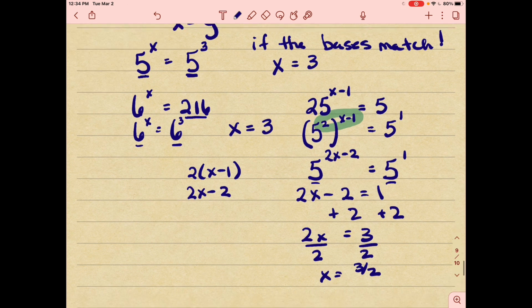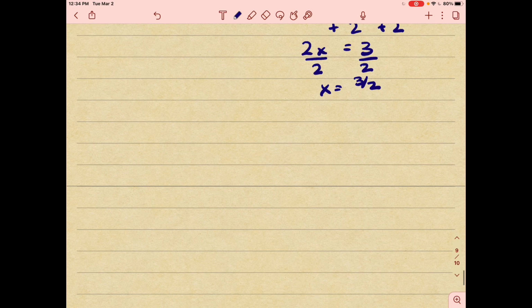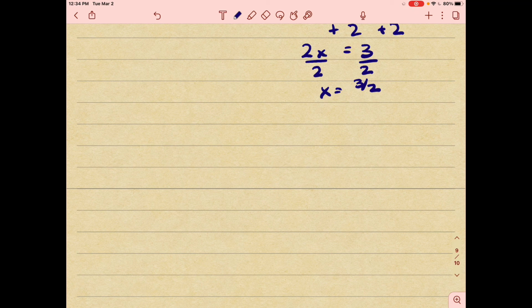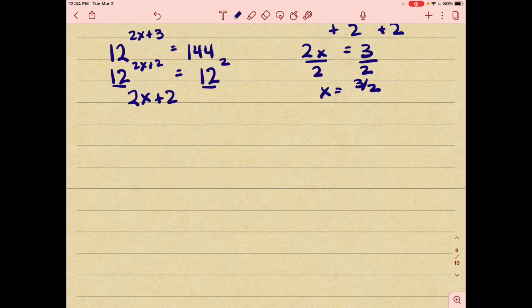All right. Let's do another one that looks like something we might want to solve. 12 to the 2x plus 3 equals 144. Can we get these bases the same? Yes, we can. 12 to the 2x plus 3 equals 12 squared. Bases are the same. Skip to the tops. 2x plus 3 equals 2. Well, that's interesting. Minus 2.